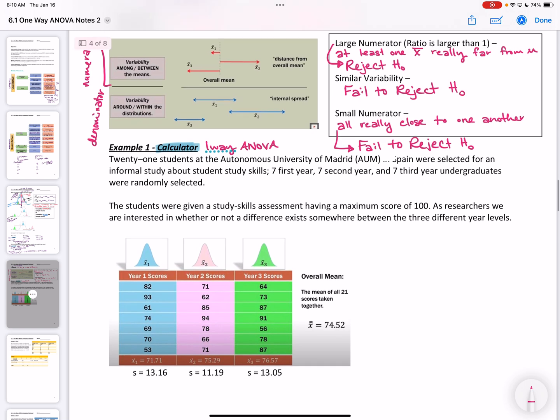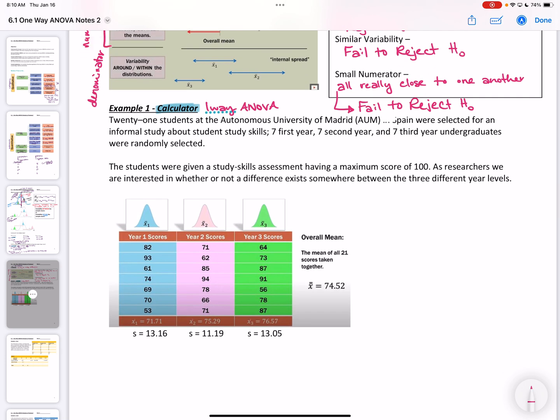So 21 students at the Autonomous University of Madrid in Spain were selected for an informal study about student study skills. So we have 7 first-year students, 7 second-year students, and 7 third-year students. They're all undergraduates, and they were randomly selected, okay? The students were given a study skills assessment having a maximum score of 100.